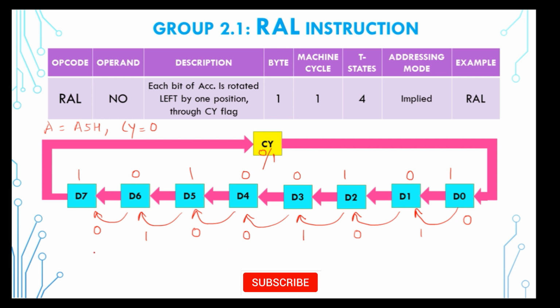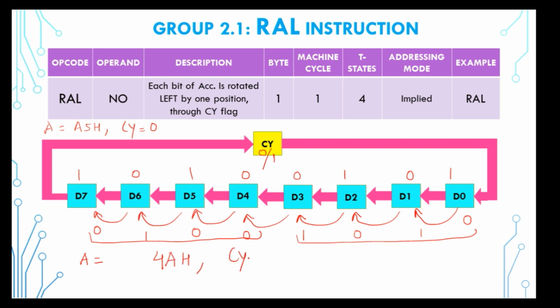So let's find out what will be the value of accumulator. So combining these 4 bits, we have 4, and these 4 bits 8 and 2 10, then 4A hex, and now the carry flag value after the execution of this RAL instruction we have 1. Rest of the flags will remain same. So in this way this instruction is executed.